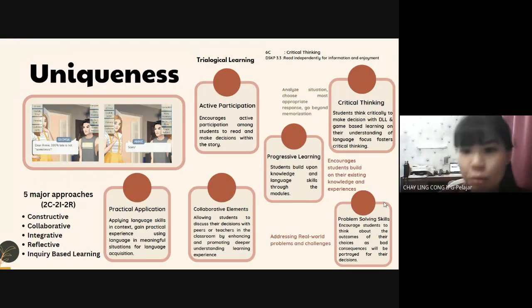So the next one will be progressive learning. The students will build upon their knowledge and language skills throughout the modules from module 1 to 10, and this encourages students to build on their existing knowledge and experiences.